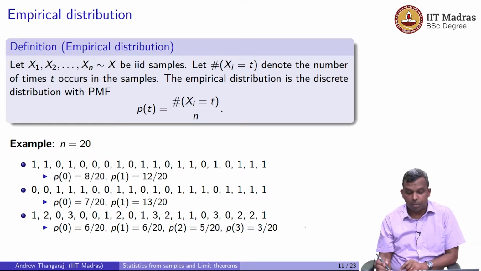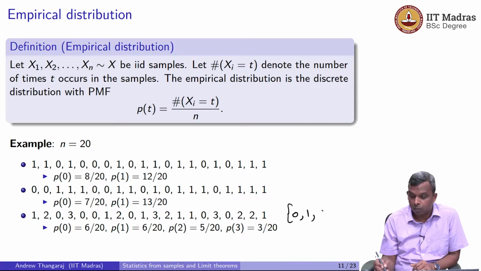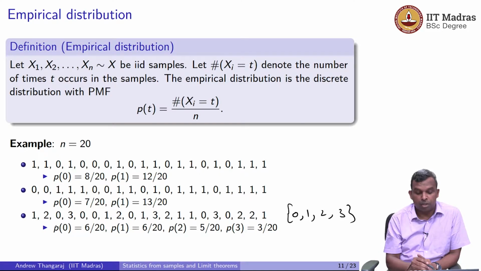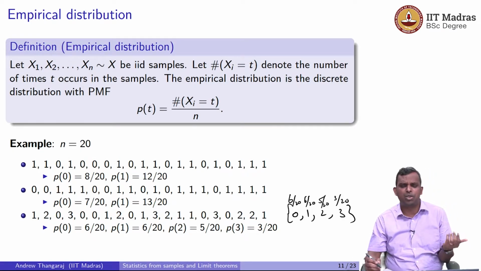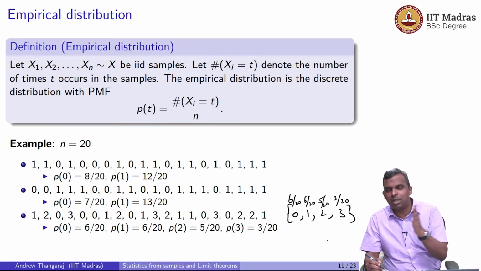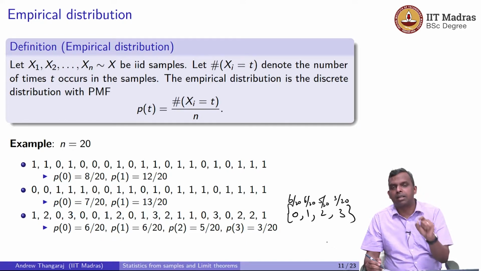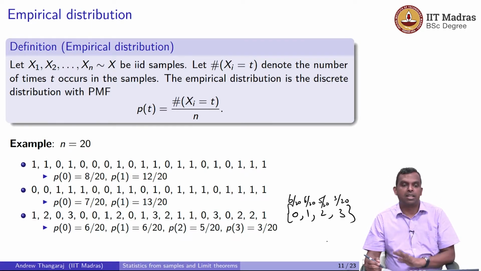If you want to compute the empirical probabilities, you simply count how many times 0 occurred: 1, 2, 3, 4, 5, 6, so 6 by 20. How many times did 1 occur? Again 6 by 20. How many times did 2 occur? 5 by 20. How many times did 3 occur? 3 by 20. That's the empirical distribution. As simple as that. It's almost high school level calculation. Given a sequence of numbers, you count how many times a particular number appears in that sequence and divide by the total number of numbers, and you get a distribution. That distribution is called the empirical distribution.